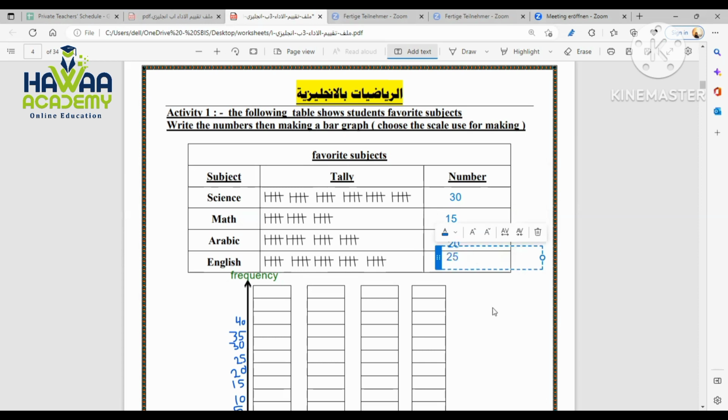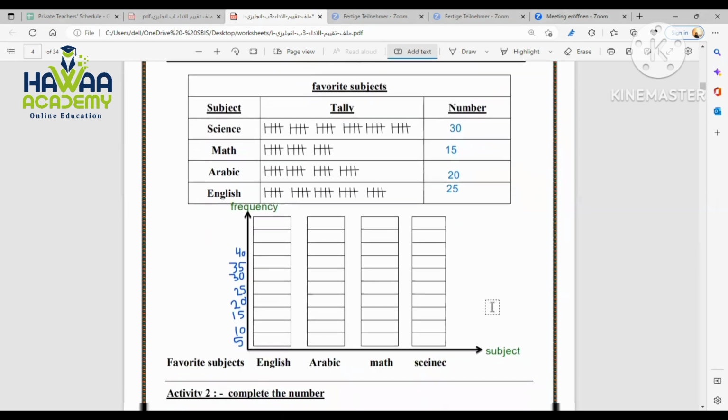Since we finished our table, let's make our bar model. So, our bar graph. So let's start, everyone. Here we're starting with drawing the bars. So we can start with English. What is the number that we have in English? It's 25. So you can count in fives. Let's start. 5, 10, 15, 20, 25. Here we stop. Great. And then let's see Arabic.